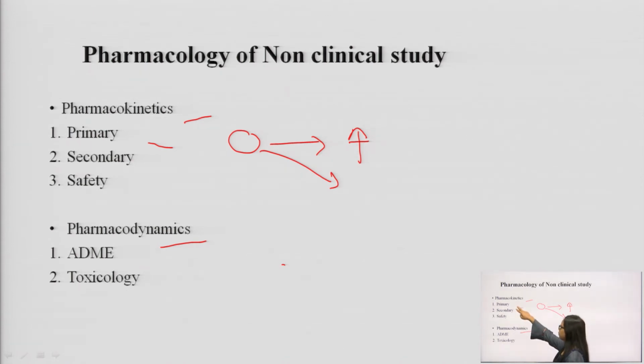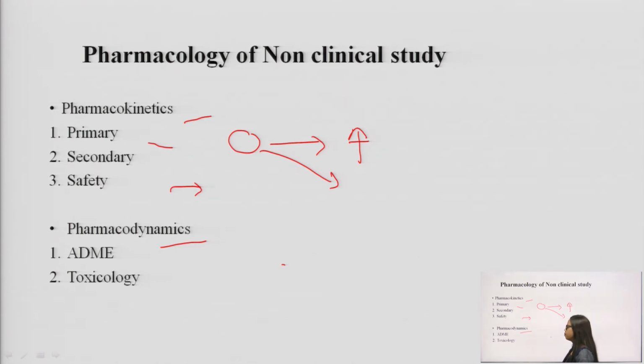In primary, we check the effect of the compound on the targeted organ, but in secondary, we check the effect of the compound on other organs instead of the targeted organ. And safety is about the use of the drug in humans.